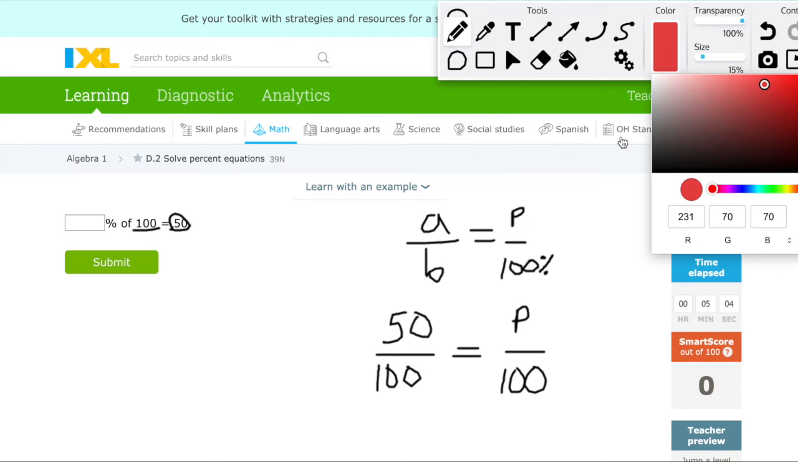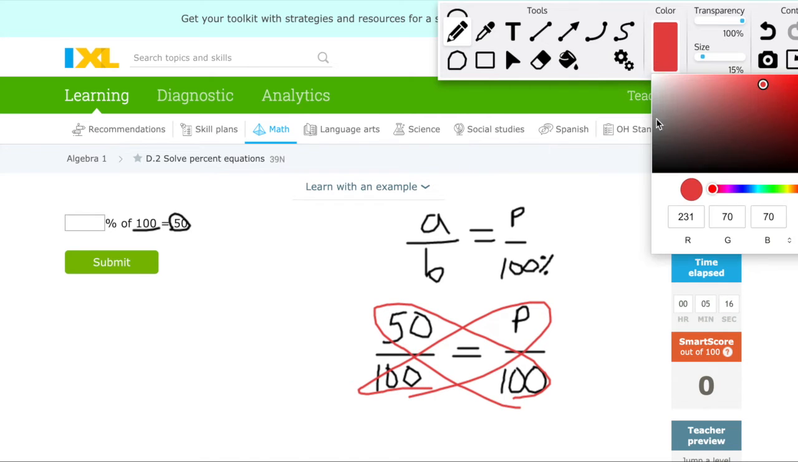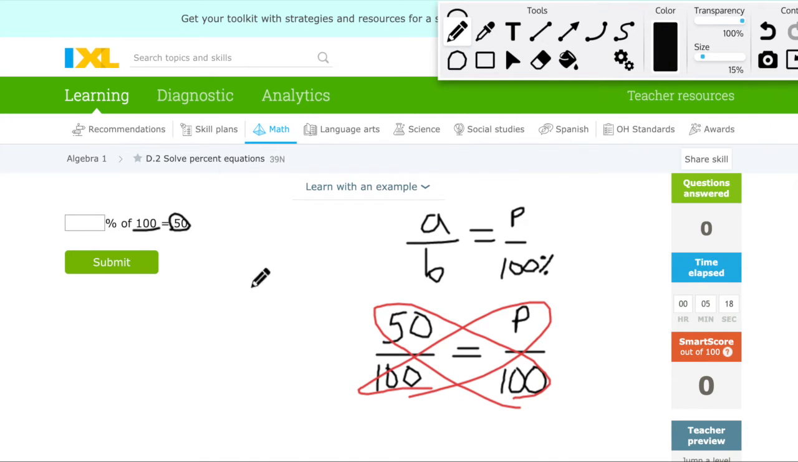So let's change colors real quick. For cross multiplication, we're going to multiply the lassoed values together. Some people call that butterfly multiplication. But basically what we would end up having is 50 times 100, and that's that first loop that I made. And then equals, like an equation, P times 100. And then we're going to solve for P.